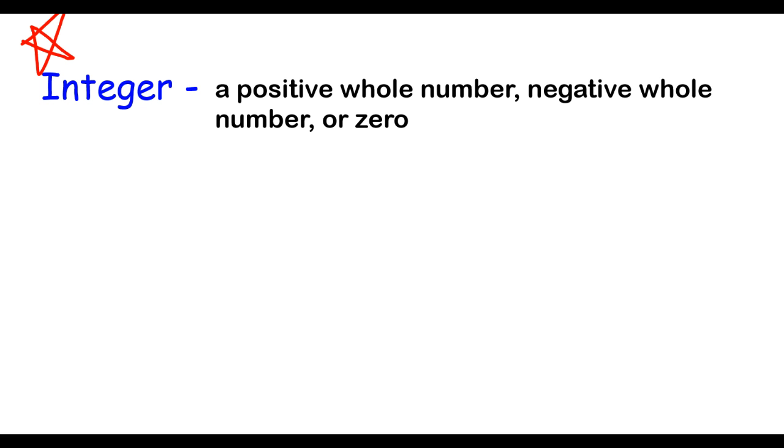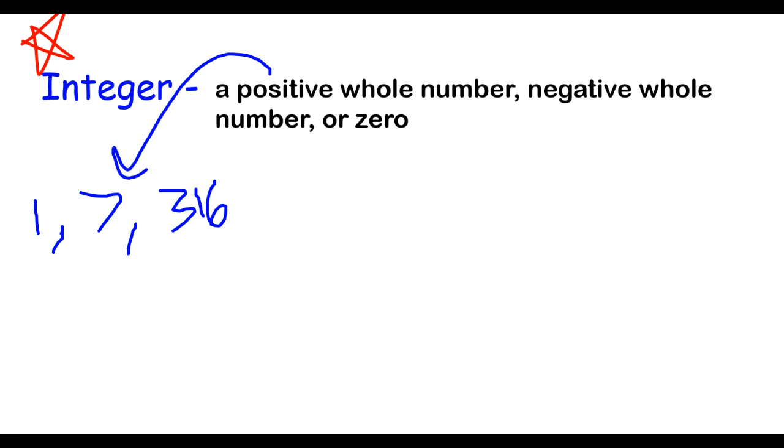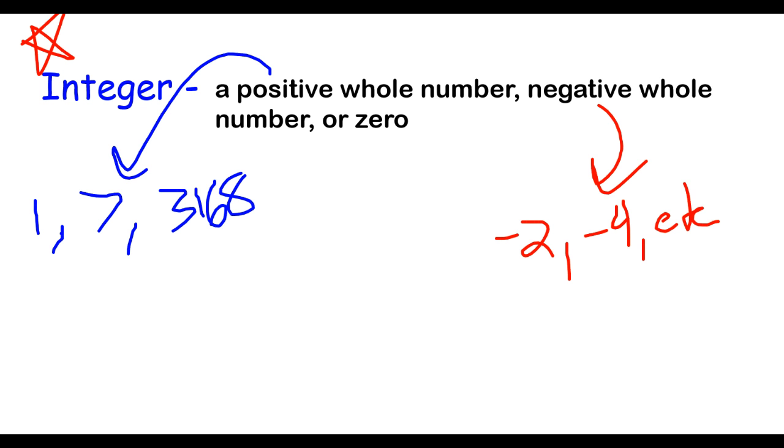So any whole number, including zero, is an integer. So all of our positive whole numbers that we're familiar with, 1, 7, 3,168, etc., any of those negative whole numbers, which are the same as positive whole numbers, just with the negative sign, -2, -4, etc., and 0, because 0 is actually a whole number. Even though we don't really think about it that way, it represents a complete value, which is 0.